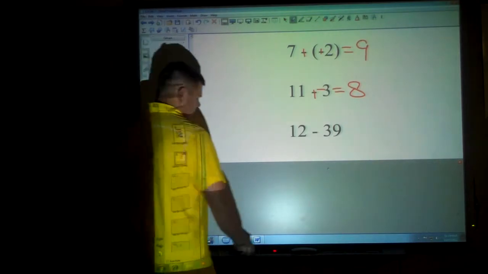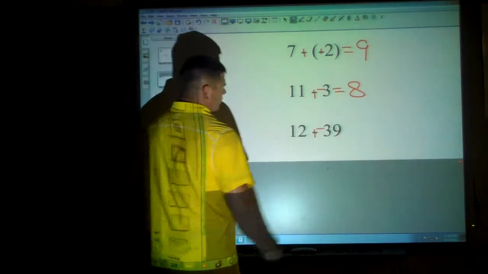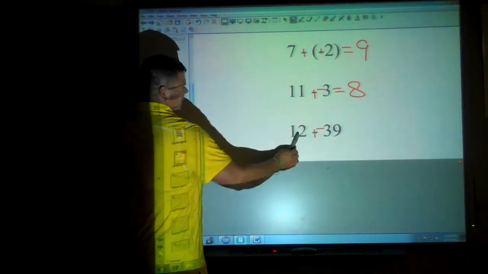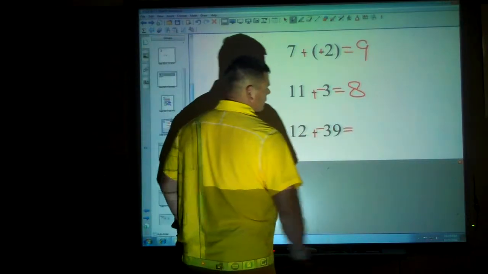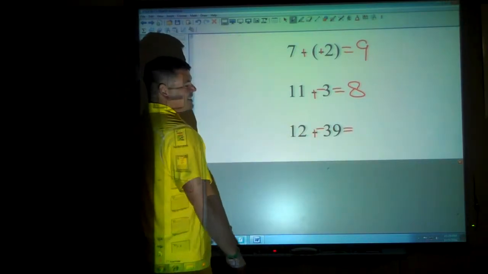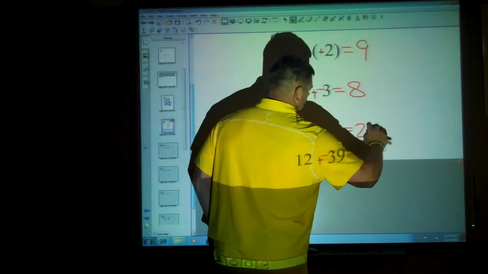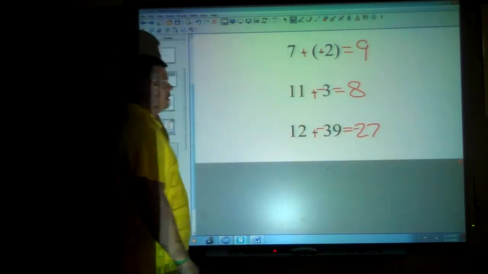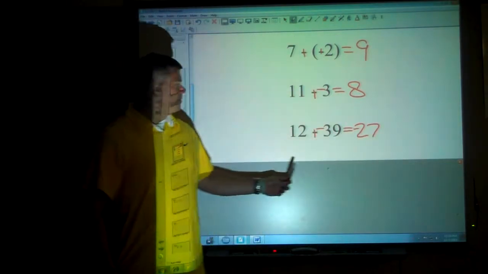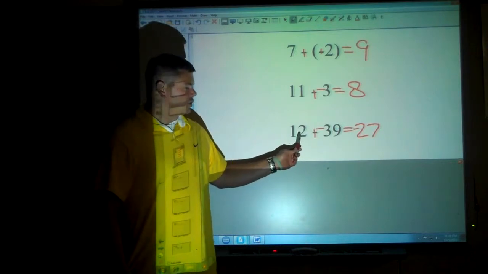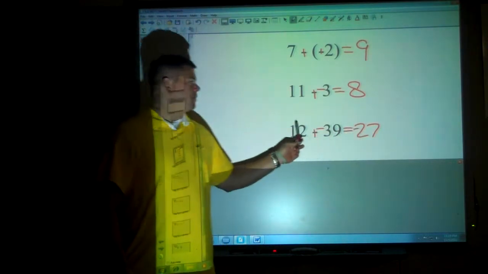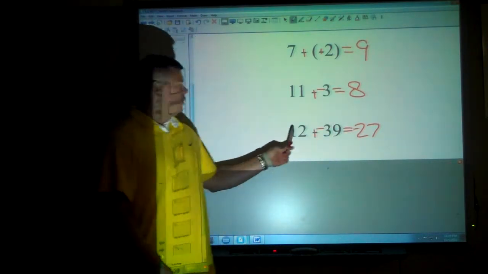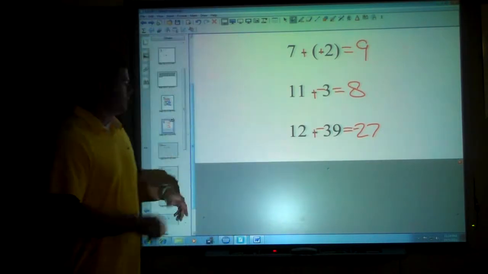12 minus 39 becomes 12 plus negative 39. I have a lot more negatives than I do positives. In fact, I have 27 more negatives. So negative 39 is 27 more negatives than 12. If you add 12 and 27, you get 39, so I know that's why it works.